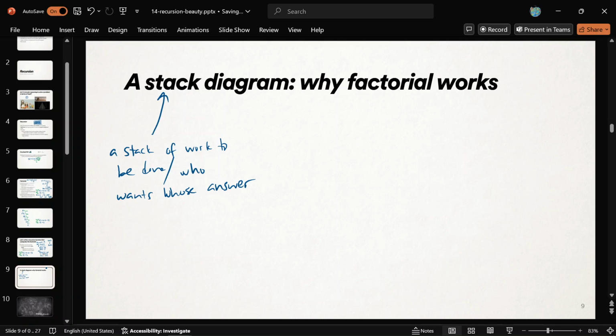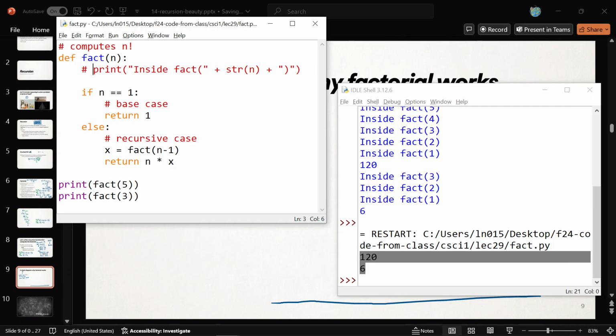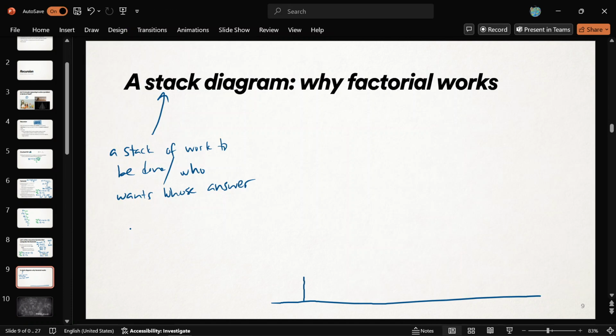Okay, so here's kind of how it's working. At the very bottom level, that's your outermost code. We kind of drew this once upon a time, right? You got your outermost code, and let's say that I want to draw how the call to print fact of 5 will work. That's the first piece of information, the first bit of work on my stack of work to be done. So I want to print fact of 5.